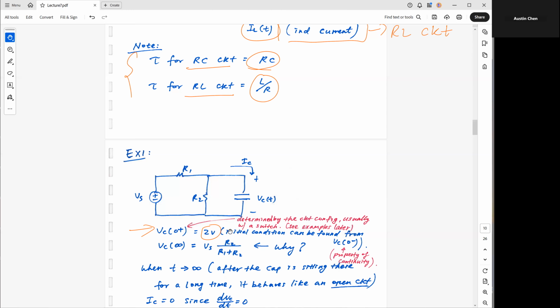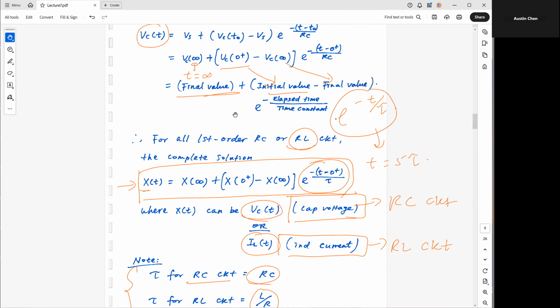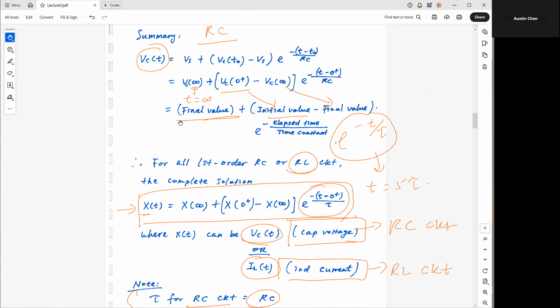How about VC at infinity? Well, why do we need VC at infinity? We are trying to figure out the final value here. We're given the initial value, which we don't need to find, so we can just plug that in, but we still need to figure out the final value and also the tau. Those are the two things that we need to do.